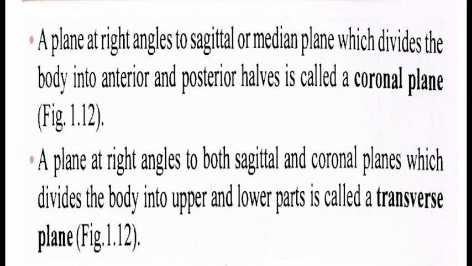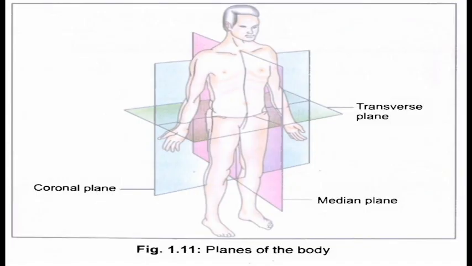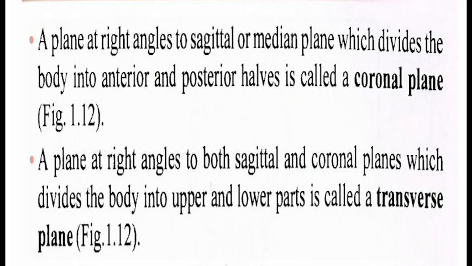Coronal plane. An imaginary plane perpendicular, 90 degrees, to the sagittal plane. Division: it divides the body into anterior (front) and posterior (back) halves. Visual: imagine a cut going down through the sides of the body, by the ears.